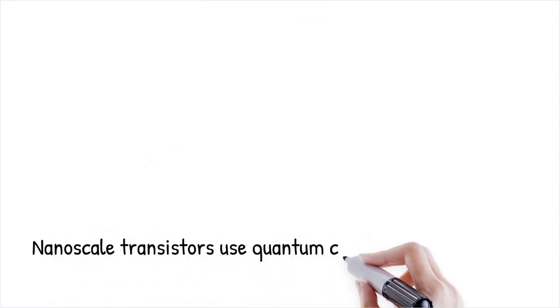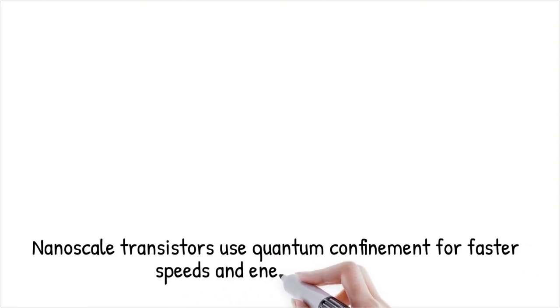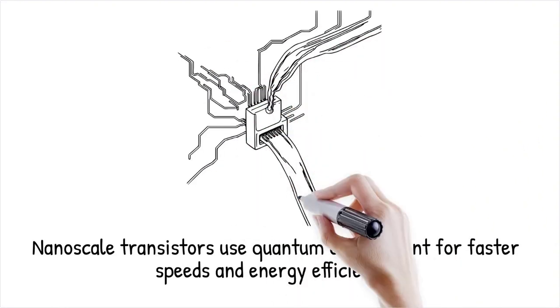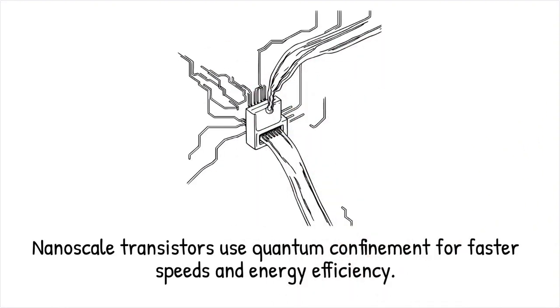Nanoscale transistors benefit from quantum confinement by achieving faster switching speeds and reduced energy loss. It's like water flowing through a narrow pipe. The reduced space controls the flow rate, which can be optimized for efficiency.